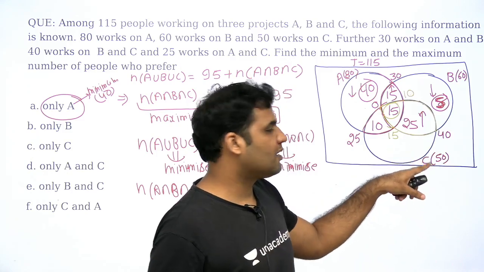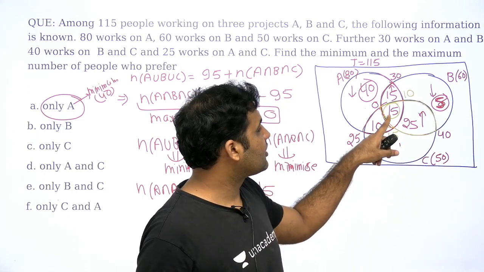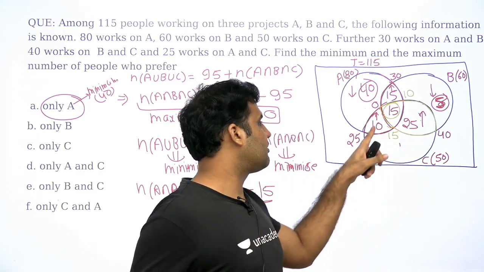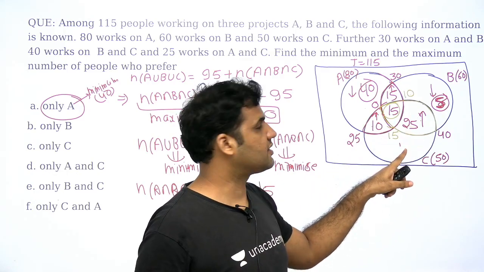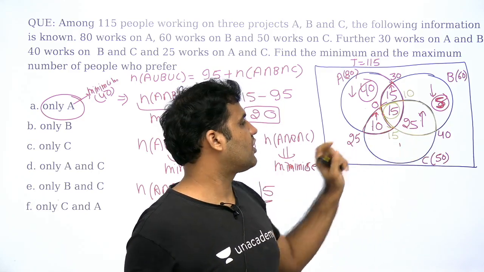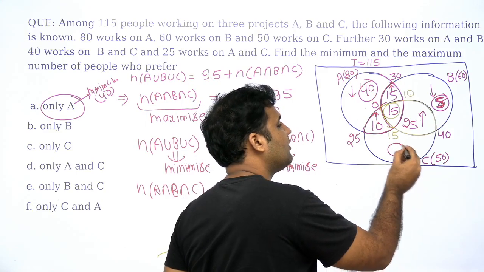Similarly, you will get the minimum of C also now here, because taking minimum here will get the maximum value over here. Getting maximum over here will minimize the C. So C is 50 here, 25 plus 15 is 40, 40 plus 10 is 50. So the minimum of C is 0.